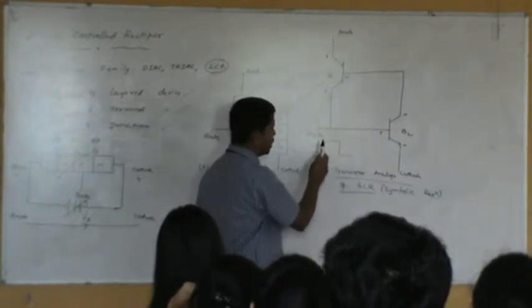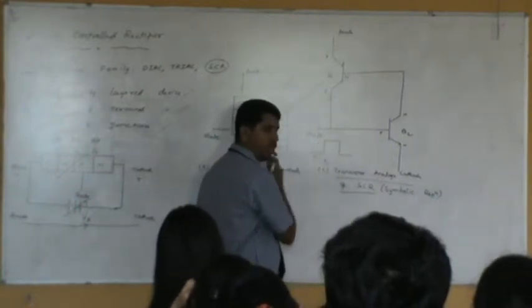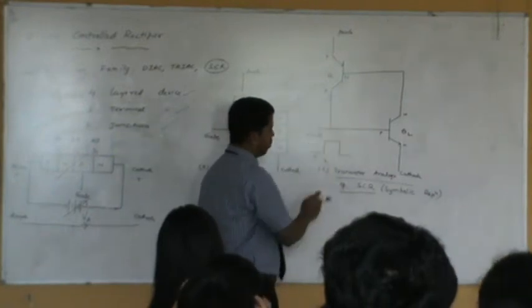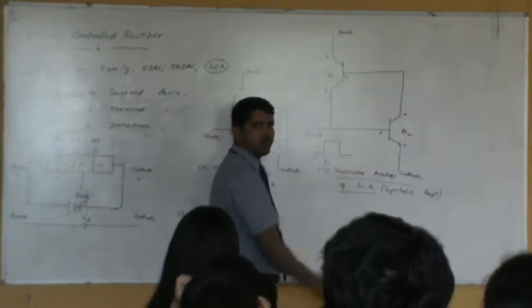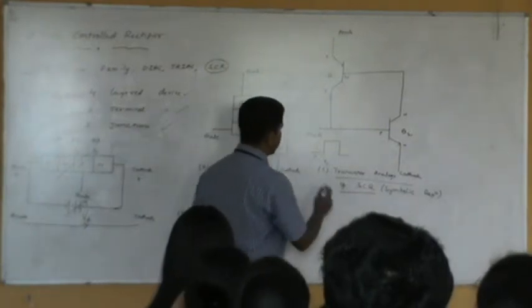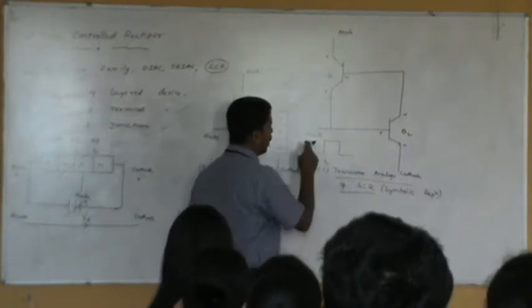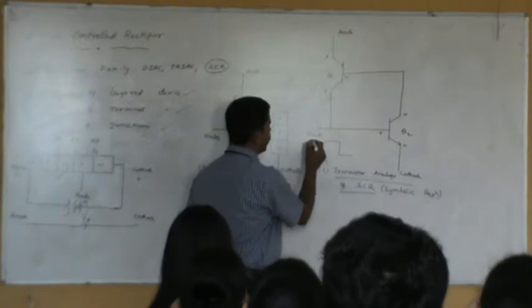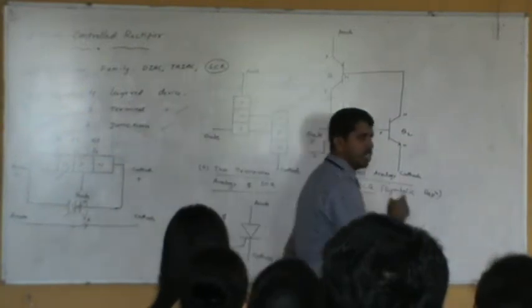Okay. So we will interpret this in two timing instants. One is before T1, what will happen inside the circuit, and the next one is after T1, what will happen inside the circuit. So first let us consider the condition before T1. That means gate is 0. When gate voltage is 0, what will happen inside this SCR?